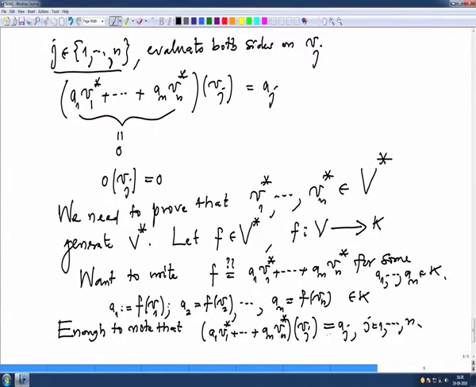This is clear because of our properties of the Vi stars, and on the other side is f of Vj, which we have called aj. So, therefore, it proves that it is a generating system for the vector space V star. So, in this case they are equal. Okay.